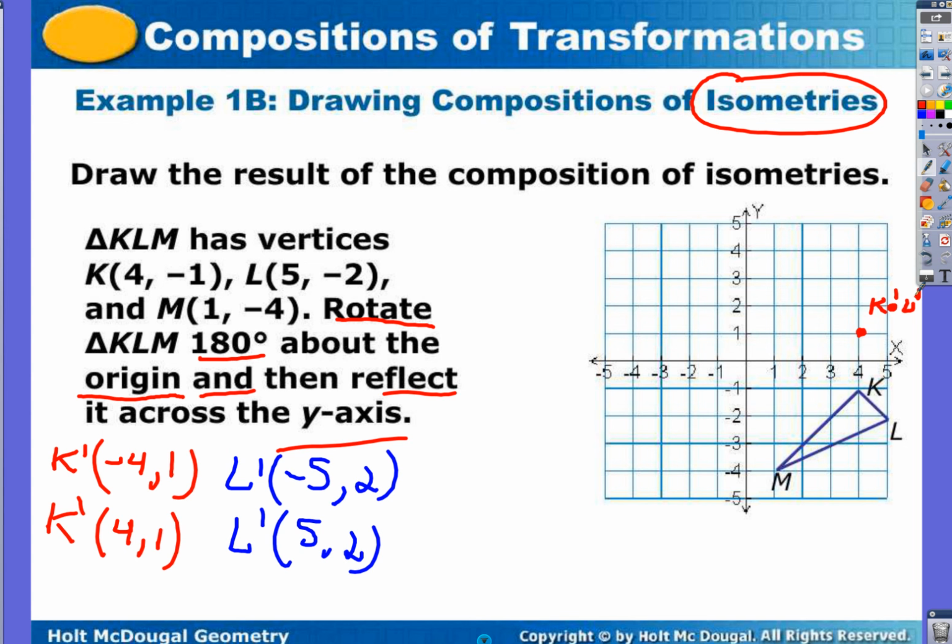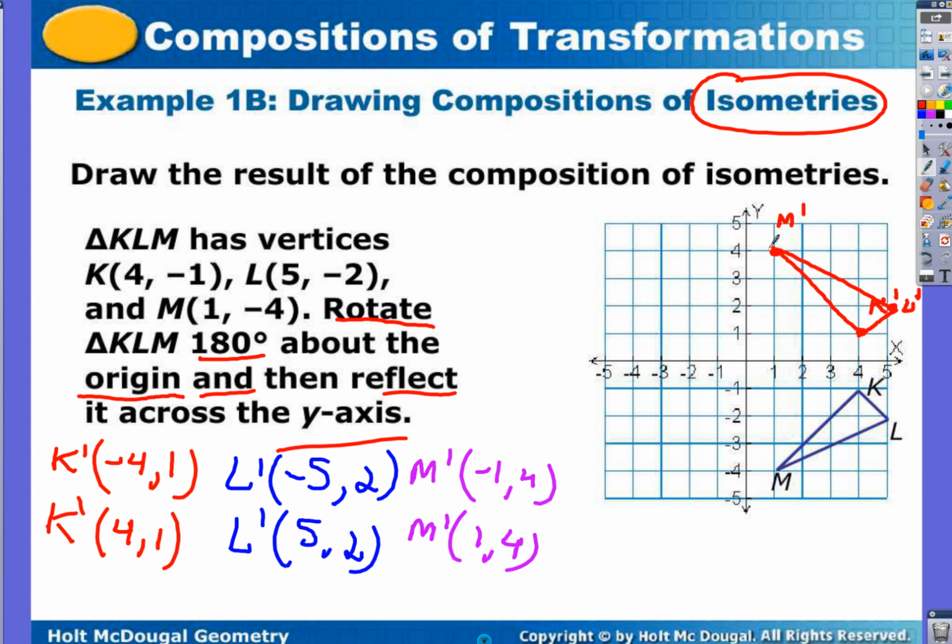Okay, finally the last one. Just do this one in purple. M prime. First, let's do the rotation. Negative 1, 4. And then 1, 4. So 1, 4 is here. That ends up being M prime. So when I connect the dots, that's what I end up with.